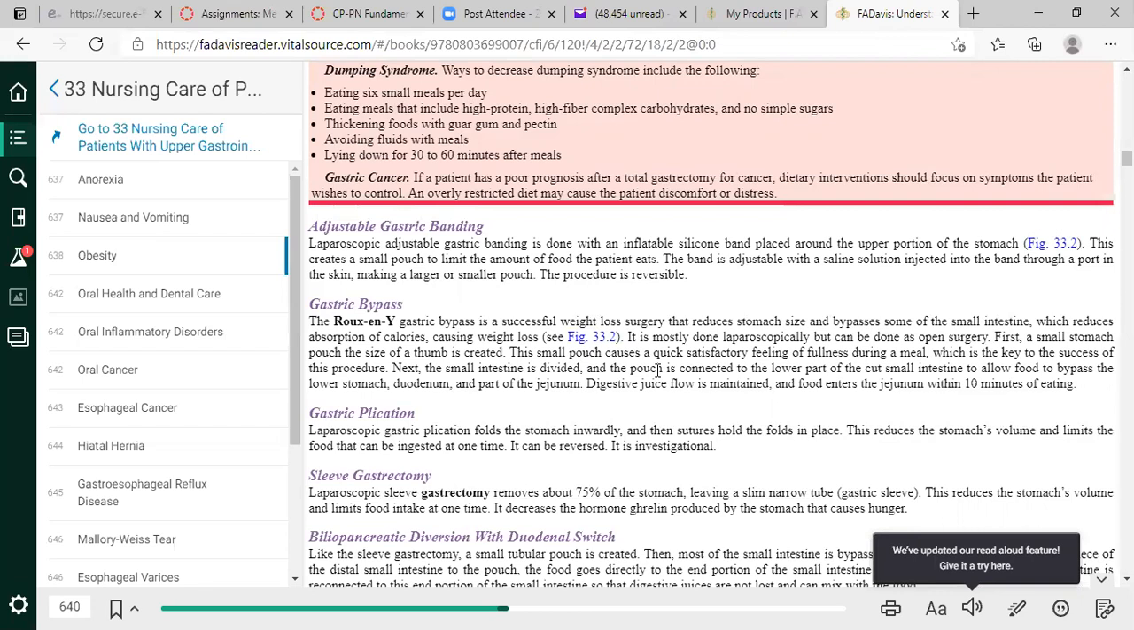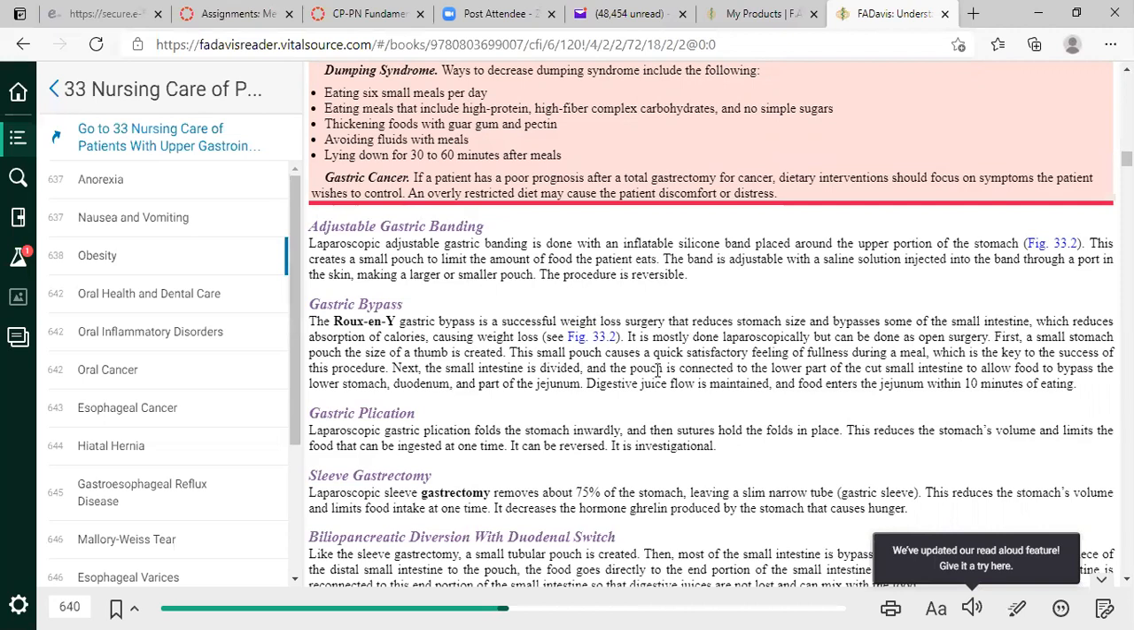Next, the small intestine is divided and the pouch is connected to the lower part of the cut small intestine to allow food to bypass the lower stomach, duodenum, and part of the jejunum. Digestive juice flow is maintained and food enters the jejunum within 10 minutes of eating.